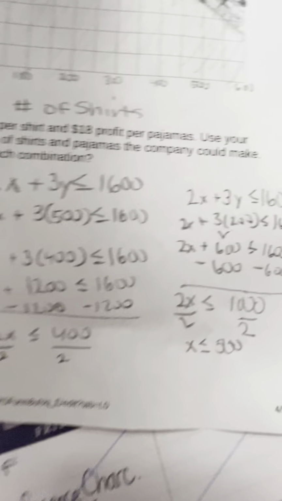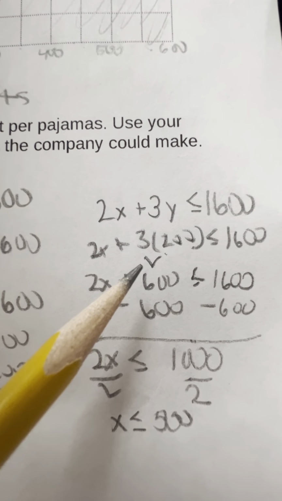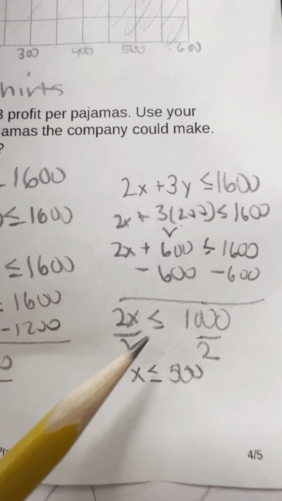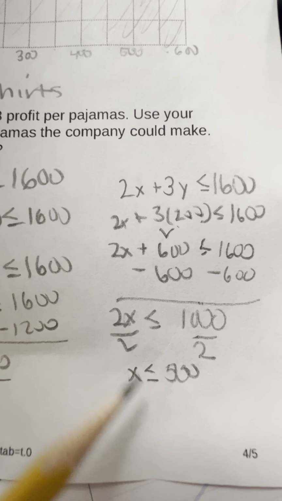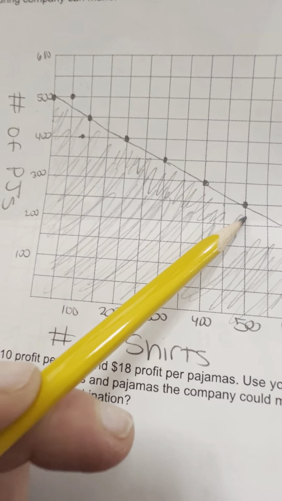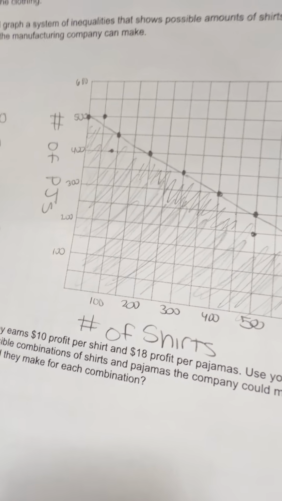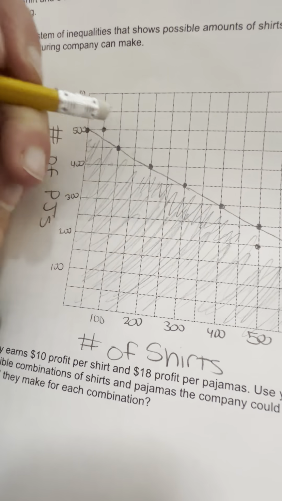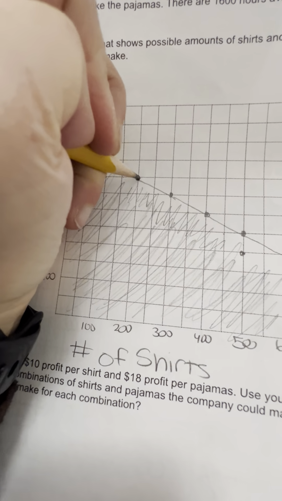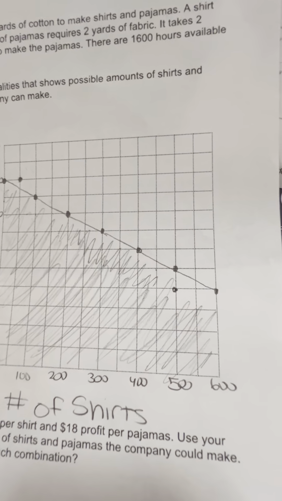And then I picked one more additional spot. I did 200 pajamas, which would take me 600 hours, which leaves me with 1,000 hours. And then if I do that calculation, it would be 500 shirts that I could do. So 500 shirts, and we've got 200 sets of pajamas would work. And so I have these few points that we can work with. Sorry, 250, I messed up again. Okay, so then we have our few points here.